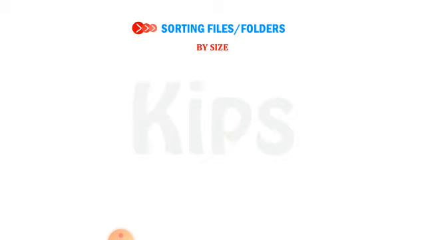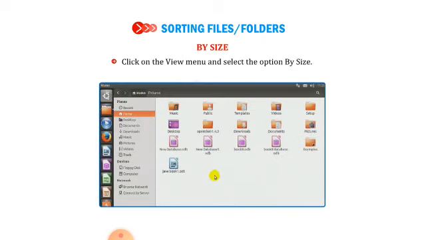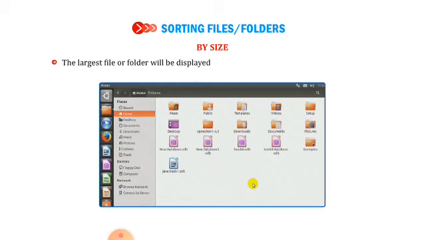By size. Click on the View menu and select the option By size. The files or folders will be displayed according to the size. The largest file or folder will be displayed at the last position in the list as shown in the figure.